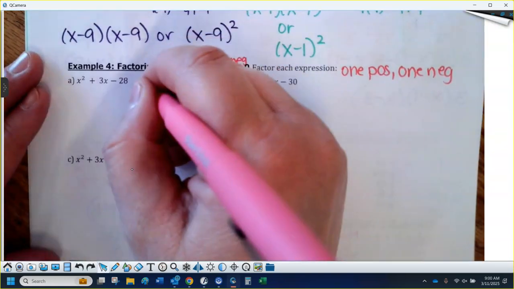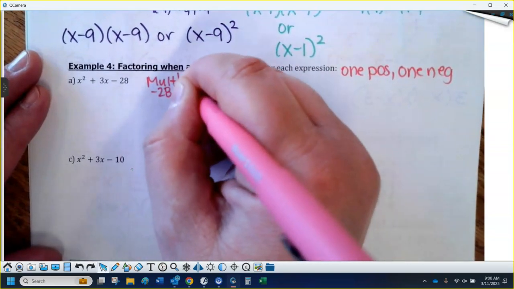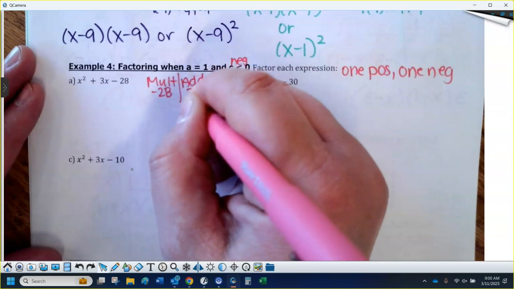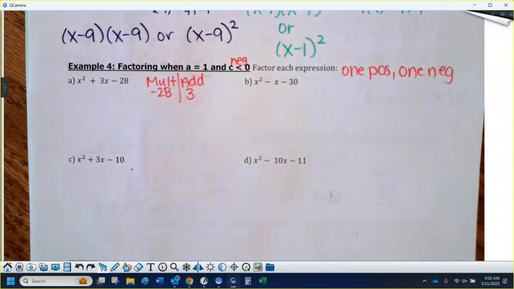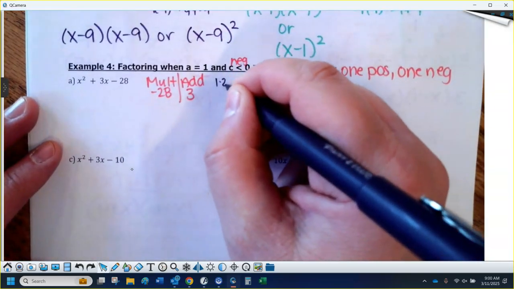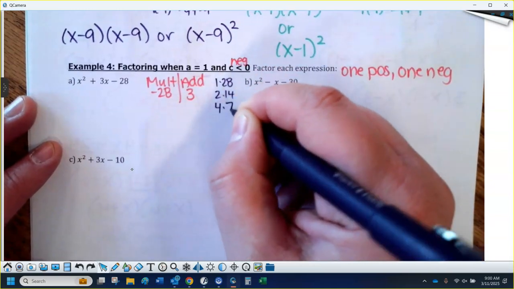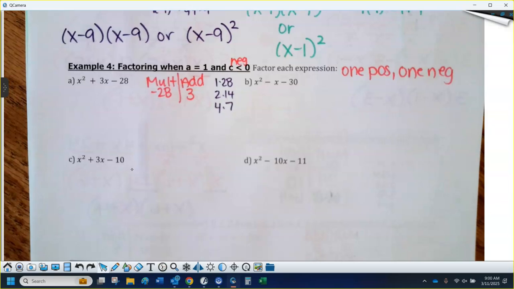So for this one, I'm going to multiply to get negative 28, and I want to add to get 3. Again, if you get tripped up, I'm just going to write down your options. For 28, you have 1 and 28, 2 and 14, 4 and 7. I somehow have to make a combination that multiplies to negative 28 but adds up to 3. It's got to be the 4 and 7.